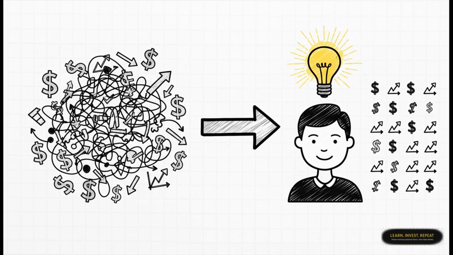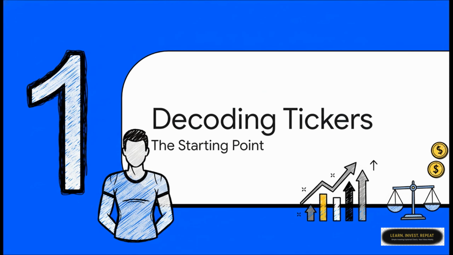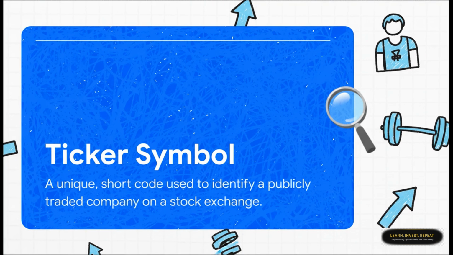So, let's do just that. Let's decode them. By the end of this, you'll get what these codes mean and how they give you a super quick snapshot of the entire market. Okay, first up, let's tackle those codes. Their official name is ticker symbols, and they're pretty much the first thing every investor needs to get a handle on. The easiest way to think about it is like a company's username.